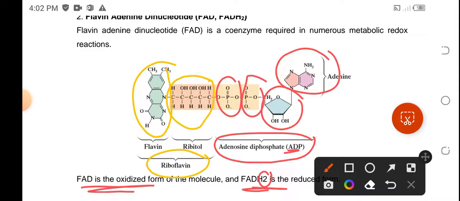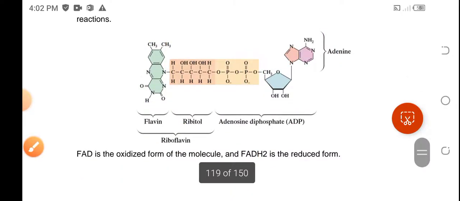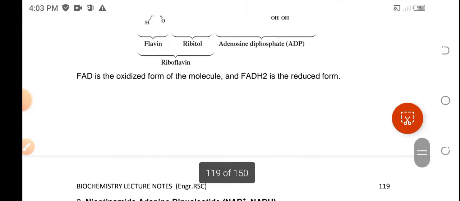Kasi they play an important role or part in the metabolic processes kasi nagiging part sila ng mga intermediates natin. Okay? So, we have here, riboflavin I think is B2 if I am not mistaken. Okay? B2 is riboflavin. And then, so that's flavin adenine dinucleotide.